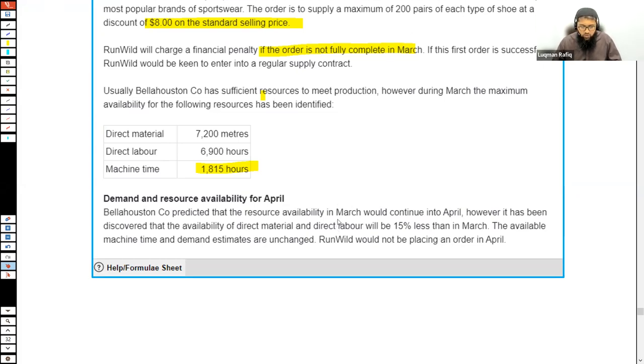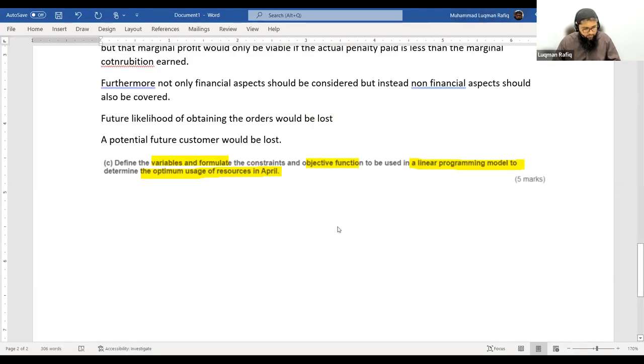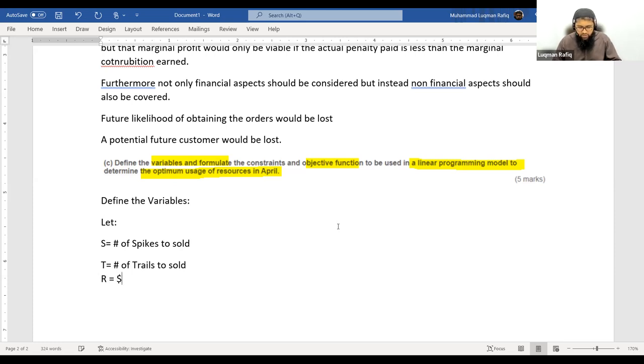Now see, what are we going to do? The first thing is to define the variables. Let S be the number of spikes to be sold, T the number of trails to be sold, R the number of roads sold. So the first thing is that you've got to define the variables. Then you've got to define the constraints.